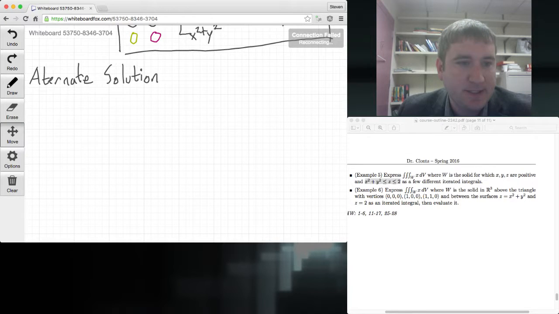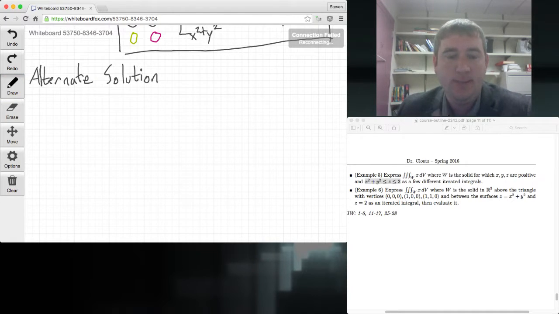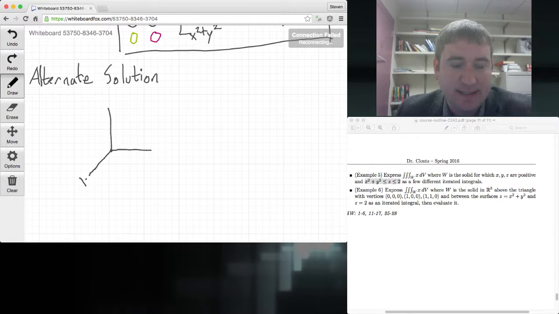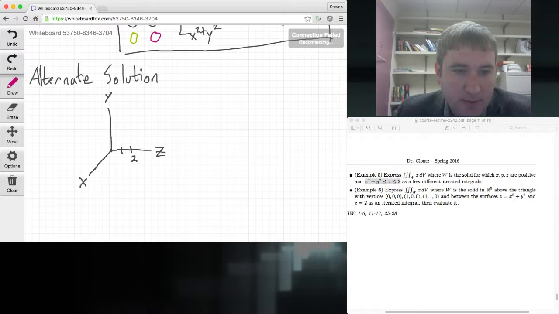What if I had drawn the picture differently? What if I had, instead of putting the z-axis going up, I'll keep the x-axis here, but let's say I put the z-axis going right and the y-axis going up. So I get a similar picture. It's just that z is now horizontal. So over here, z is equal to 2. And then my bottom surface would go up like so, and it'd go up like so.